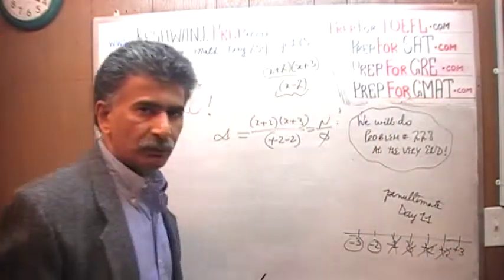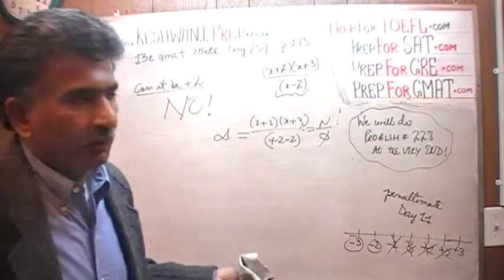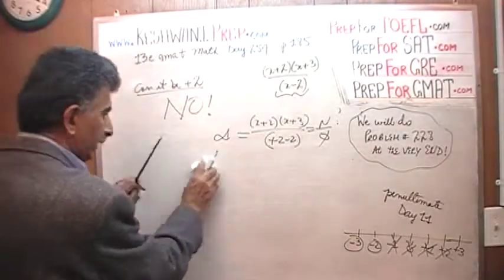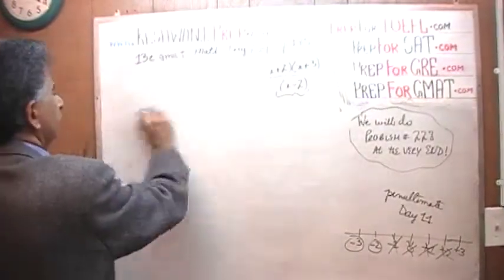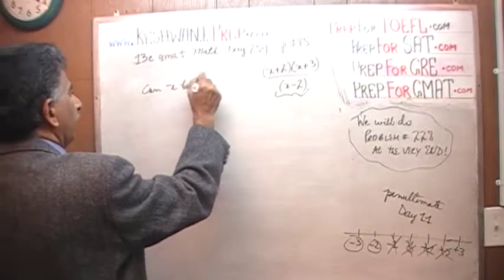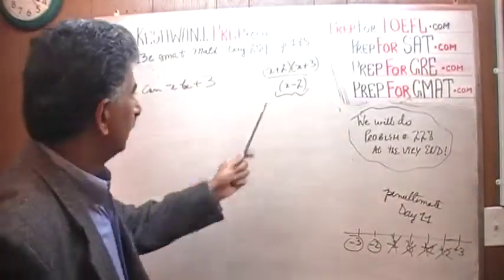We are almost done. We have to do positive 3 and positive 4 and that's it. We are done because it has to be less than 5, we are told. The integer has to be less than 5. Can x be positive 3? Well, let's find out, shall we?